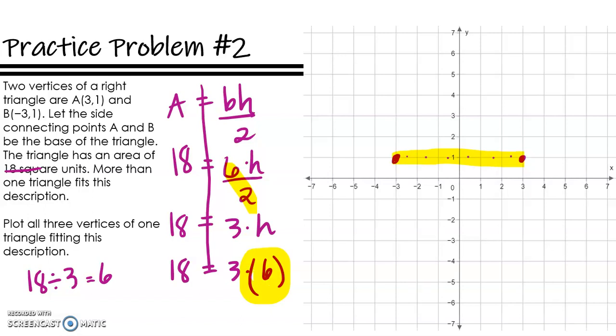So I can either draw my right triangle down 6 units or up 6 units. 1, 2, 3, 4, 5, 6. This would work here. I could also place it over here. I could also place it down 6 over here. There are lots of different right answers, but I'm going to put mine right there. So my three vertices are here.